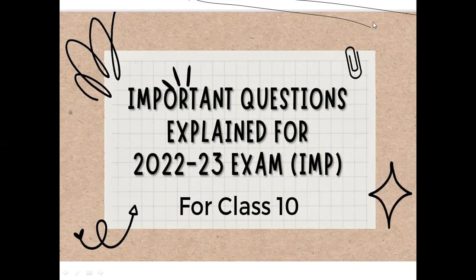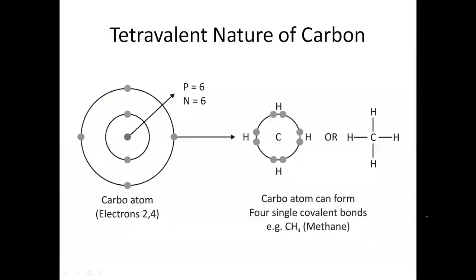Firstly, we will start with the subject science, and in that subject we will start with the topic carbon compounds. In carbon compounds, the important topic is nomenclature of carbon compounds. Before studying that, we should know what valency is and why carbon is known as a tetravalent compound. Why does carbon have only 4 bonds, why doesn't it show 5 bonds?